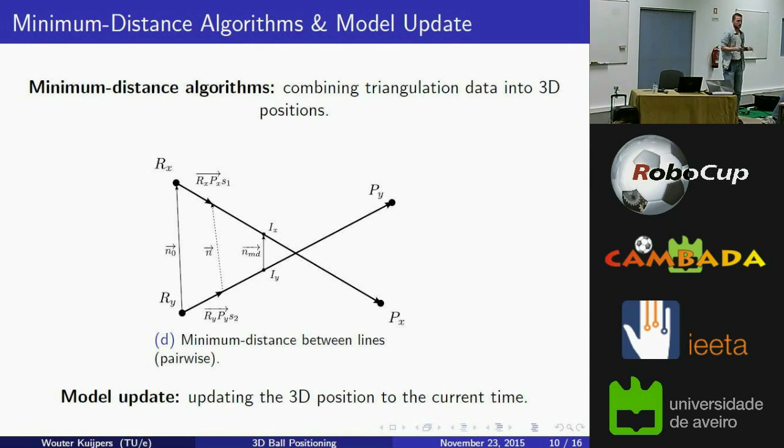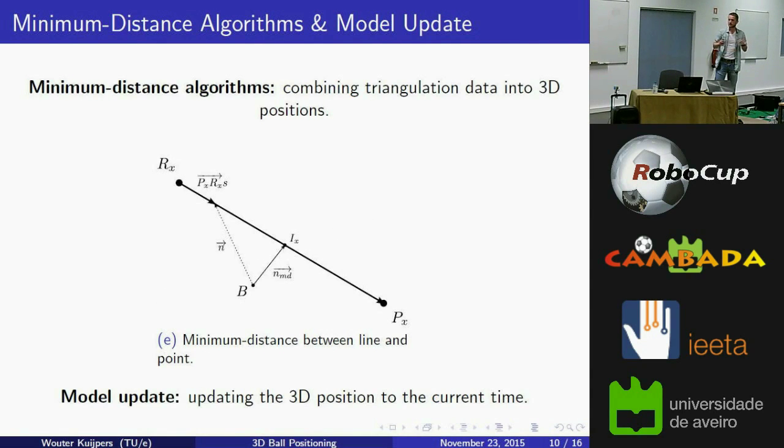As I told you, there are 2 kinds of minimum distance algorithms. One is the minimum distance algorithm between 2 lines of sight. In this case, we would, for example, have a robot at Rx and Ry, and they have a projection at Py and Px. And we determine the minimum distance between the 2 lines of sight, and the midpoint of that minimum distance is the 3D detected ball position. This is one, and this was already there.